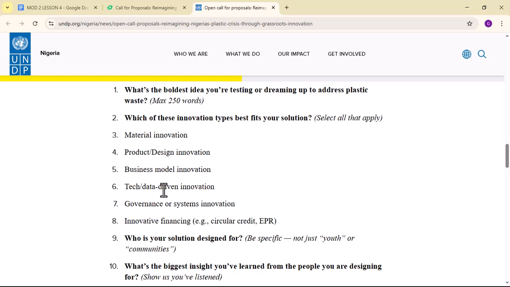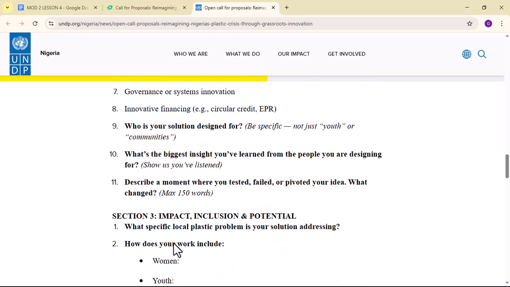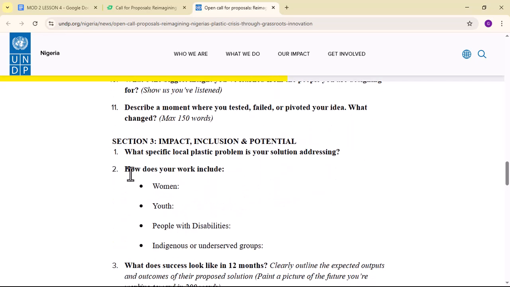And then the number nine question is, who is your solution designed for? So they want you to be specific, not just youth or communities. It is very, very important. And then all the questions go like this.